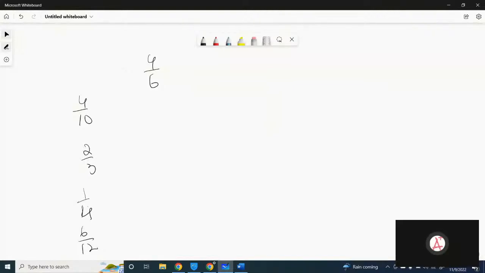Here you have 4 and here you have 4. Got it? So 4 times 1 makes 4. You just multiply the numerator and denominator by 1, so it would be 4 over 6. So 4 over 6 and 4 over 10 are not equivalent. When you compare both the numerators, both of them are 4, so 4 times 1 makes 4. That means you multiply this fraction by 1, so they are not equivalent. Got it?